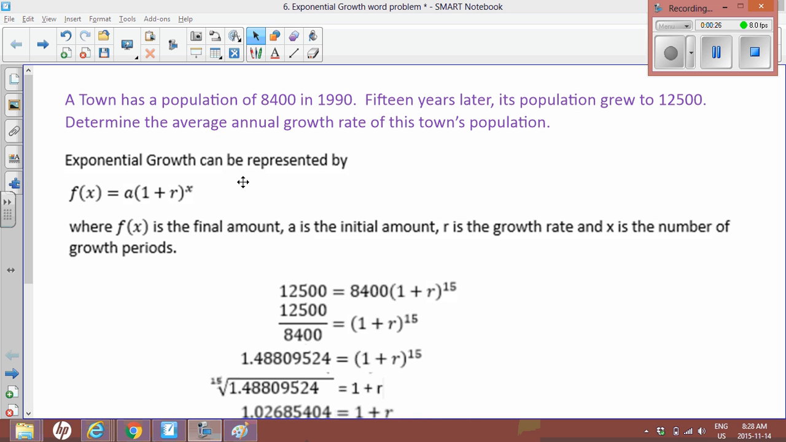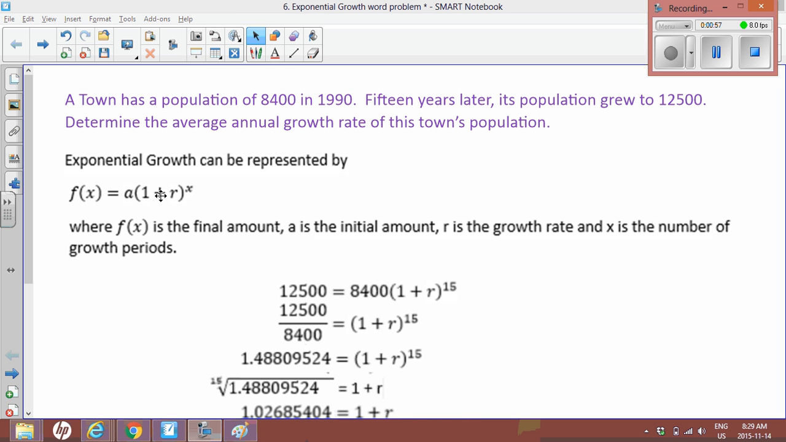We know the exponential growth can be represented by the following function, where the function f at x is equal to a, being the initial amount, the initial population, times 1 plus r, being our growth rate, and x is the number of growth periods. f at x will be our final amount, so our final population after the number of growth periods indicated.